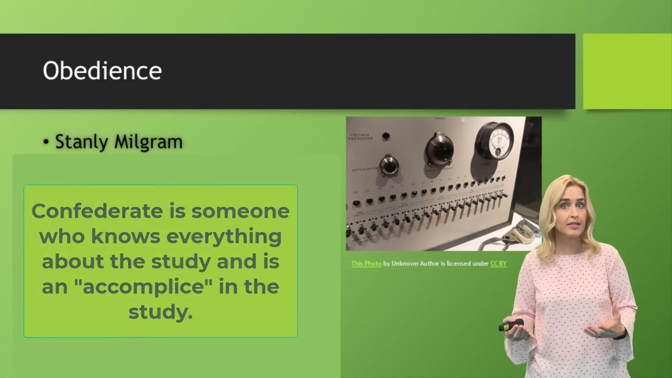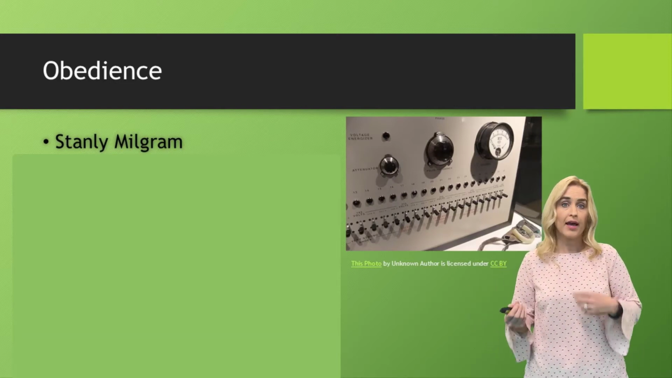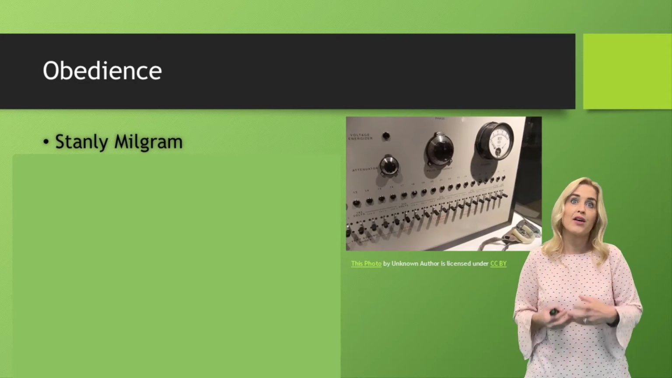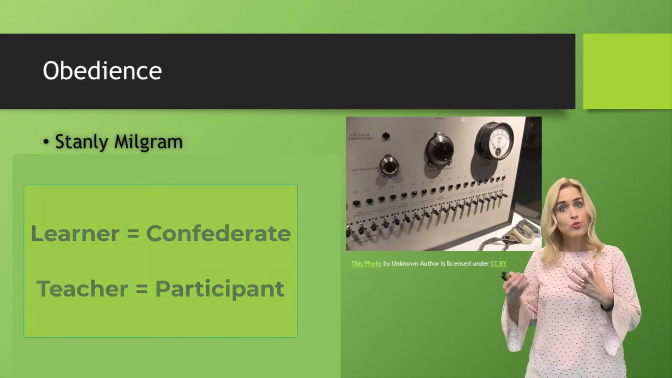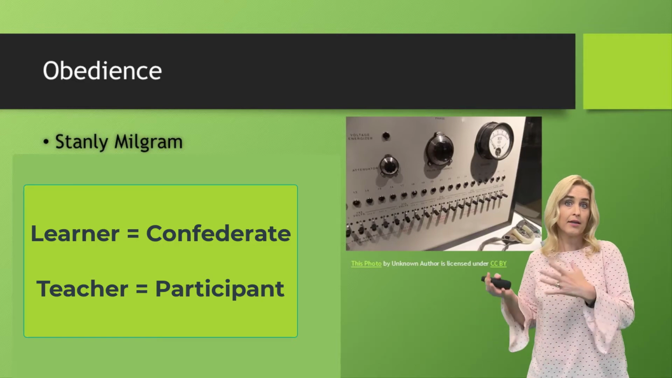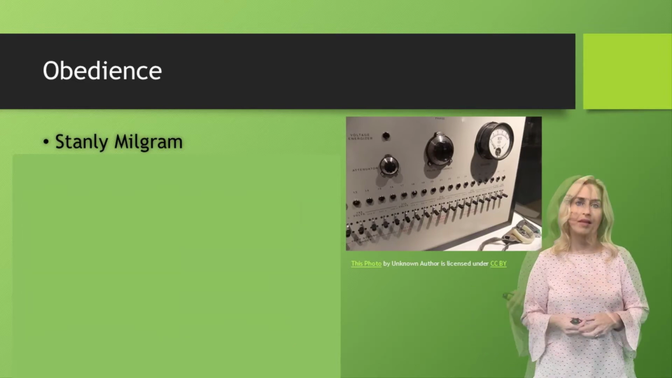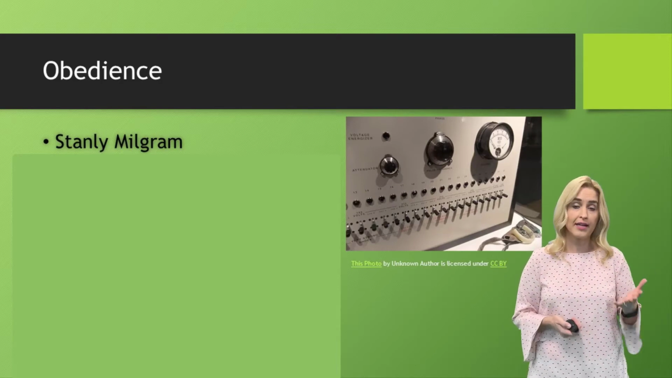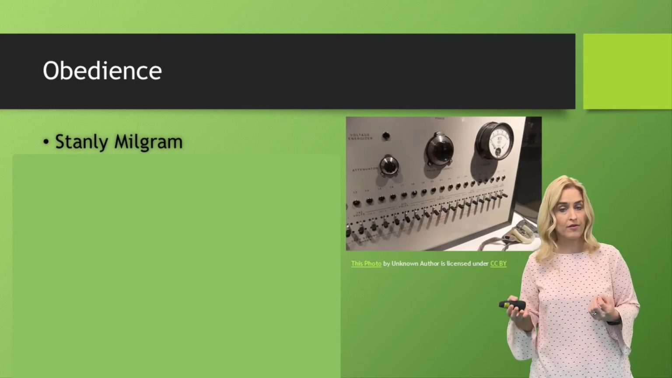Now this was already set up to where the Confederate would draw the straw for the learner, and the participant would actually draw the straw for the teacher. So now that their roles were determined, the teacher went with the learner into a separate room and sat this person in their chair where they would be delivered the electric shock. The teacher would then go into the other room with a shock generator, and that's where the teacher would deliver the shock to the learner on the other side of the wall.